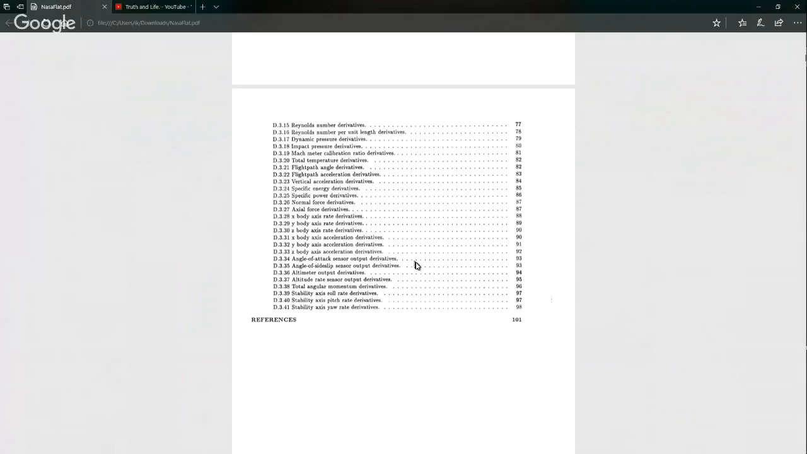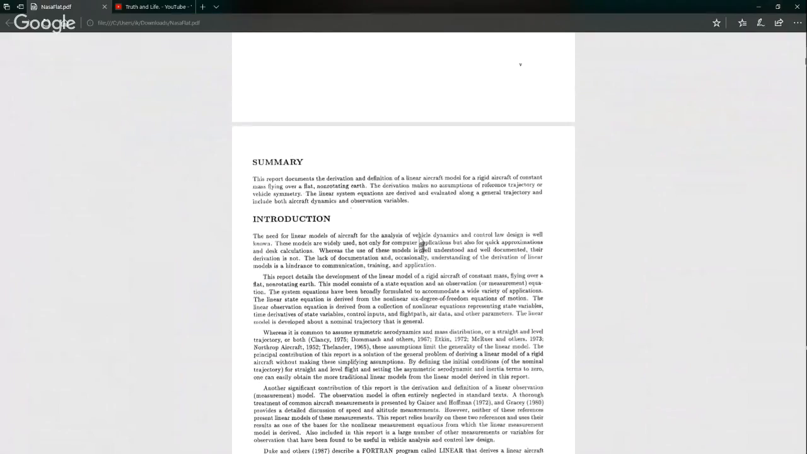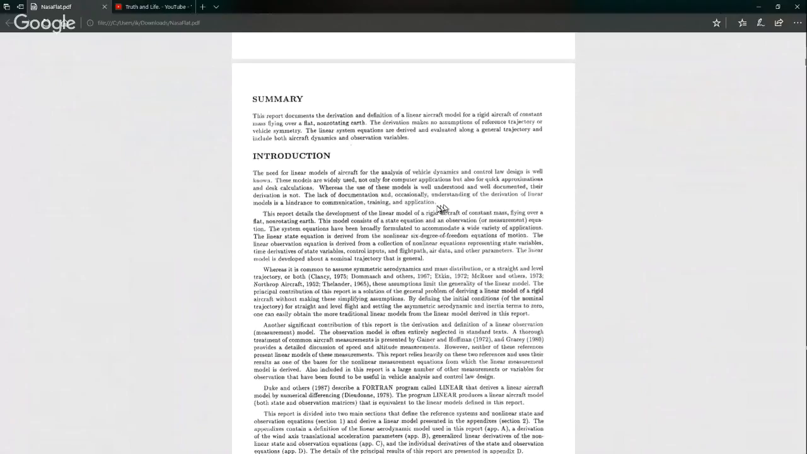Well, we go further here. The summary. Here we start already. They say it like this: this report documents the derivation and definition of a linear aircraft model for a rigid aircraft of constant mass flying over a flat and non-rotating Earth.